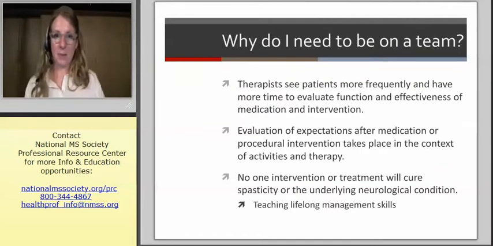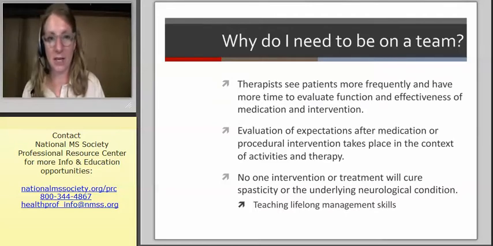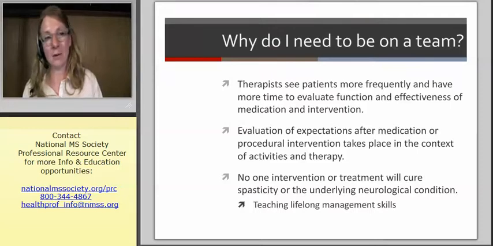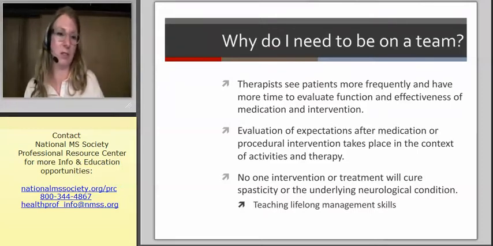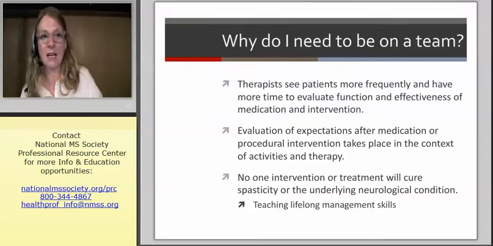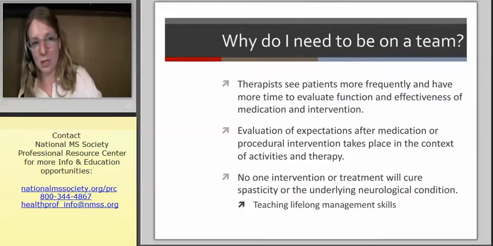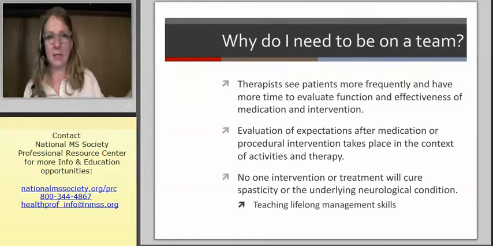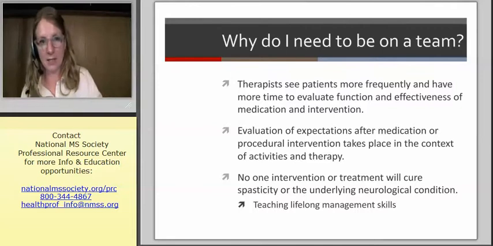Okay, what do you need to be on a team? Obviously, insurance tells me when I can see my patients. But therapists see their patients more frequently, and you can often evaluate if a medication's effective. They go to the doctor on Tuesday, start their new dose on Wednesday, and come to you on Friday. So is it better than it was last week? Is it the same? Is it worse? You can really help evaluate that.